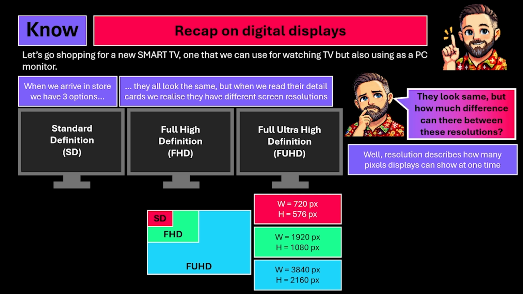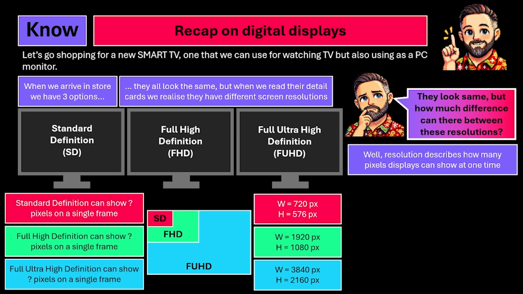For a computer, that means it has to generate a lot more pixels for a full Ultra HD than it would for standard definition, and this can actually impact how well a computer performs. So we're going to start off by calculating how many pixels are shown on a single frame in standard definition, full high definition, and full ultra high definition, also known as 1K, 2K, and 4K.